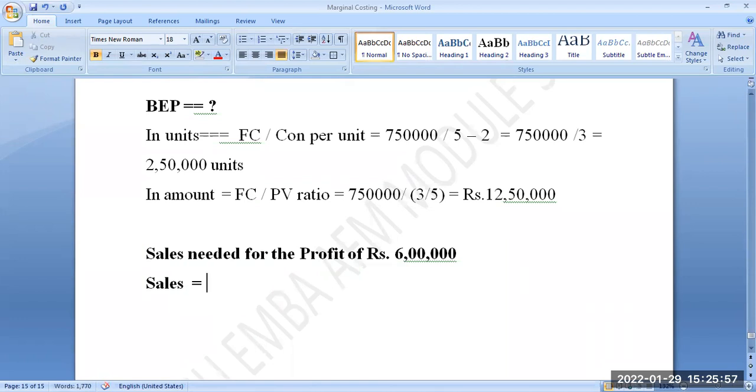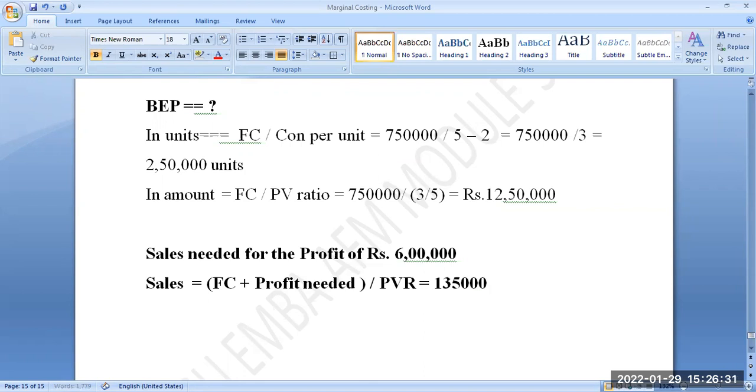Sales is equal to fixed cost plus desired profit, or profit needed, the whole thing divided by PV ratio. PV ratio we already calculated as 3 by 5. What is the answer now? Fixed cost is 7,50,000. 7,50,000 plus 6 lakhs is 13,50,000.